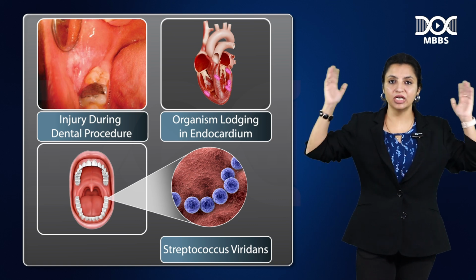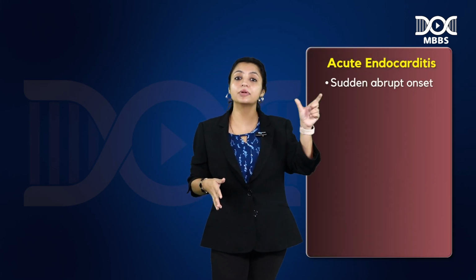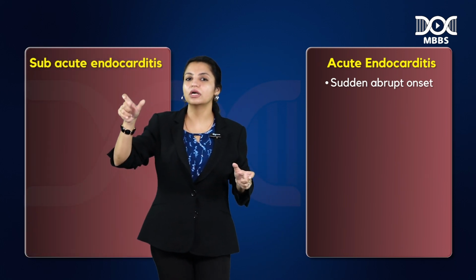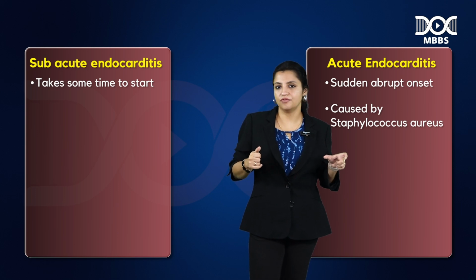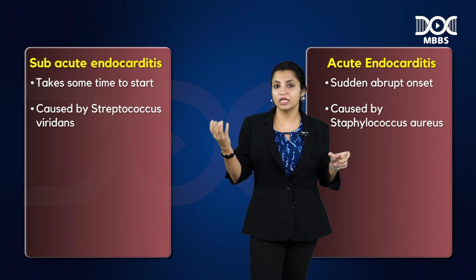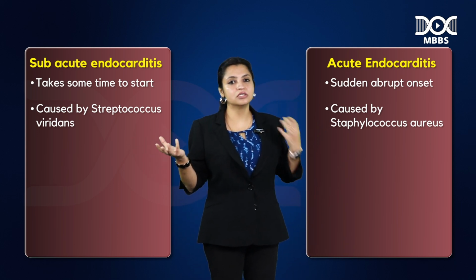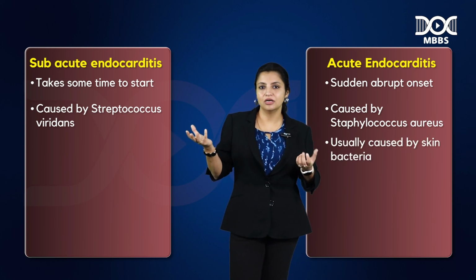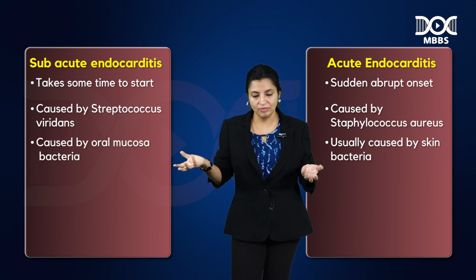If you have to make a chart of the difference between acute and subacute, what will you write? In the chart you should write: acute endocarditis has a sudden, abrupt onset. Subacute endocarditis takes some time to start. Acute endocarditis is usually caused by Staph aureus, and subacute is usually caused by streptococcus viridans. Acute is usually caused by skin bacteria, while subacute is usually caused by oral mucosa bacteria.